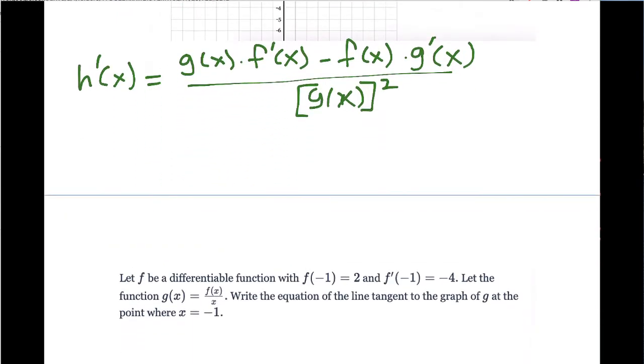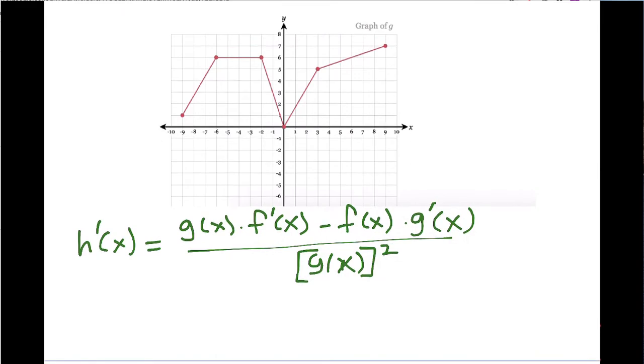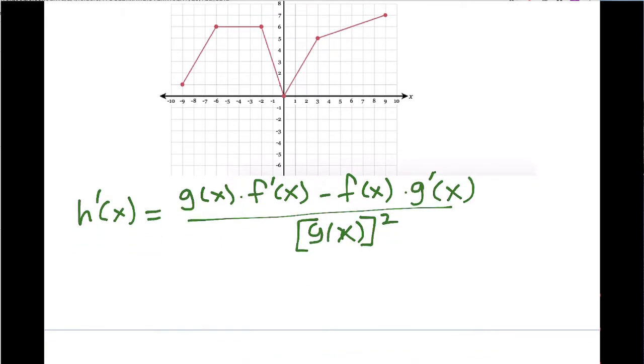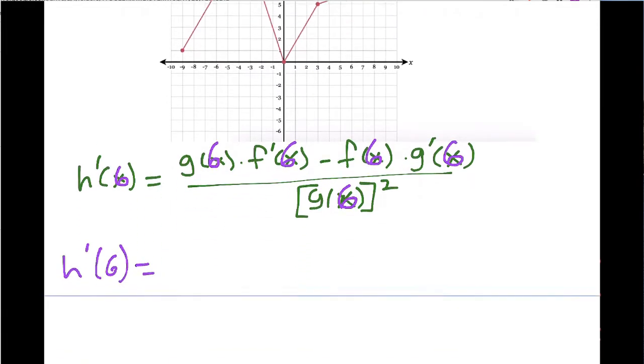Now, if you think about what this is, right now, if we put 6 in for every x that we have, so if you think about going, okay, we're going to put a 6 in here, we're going to put a 6 in here, put a 6 in everywhere we go. So h prime of 6 is equal to g of 6. So let's go to g of 6. It's right about there. Looks like it's 6.